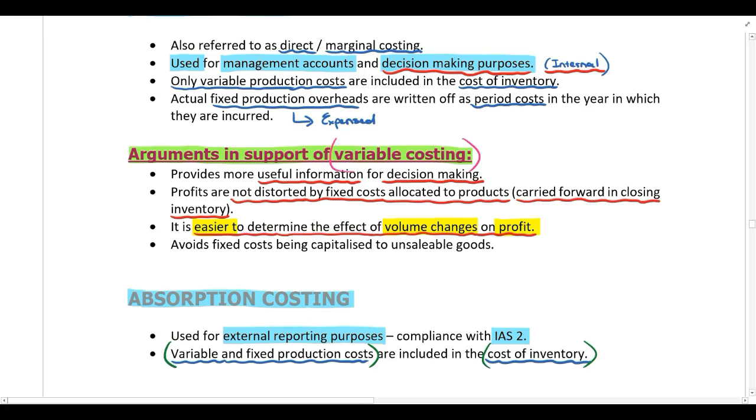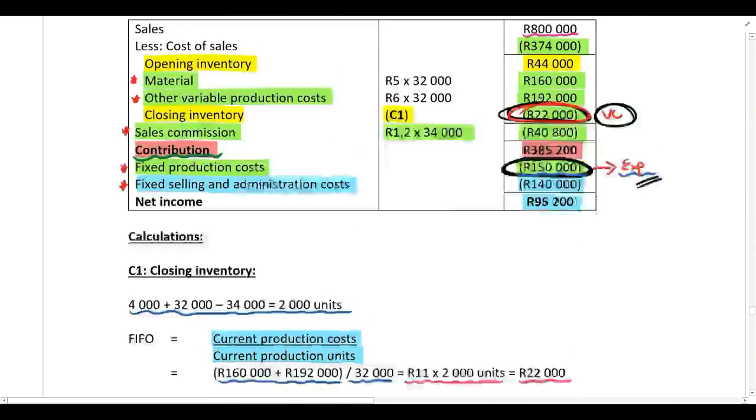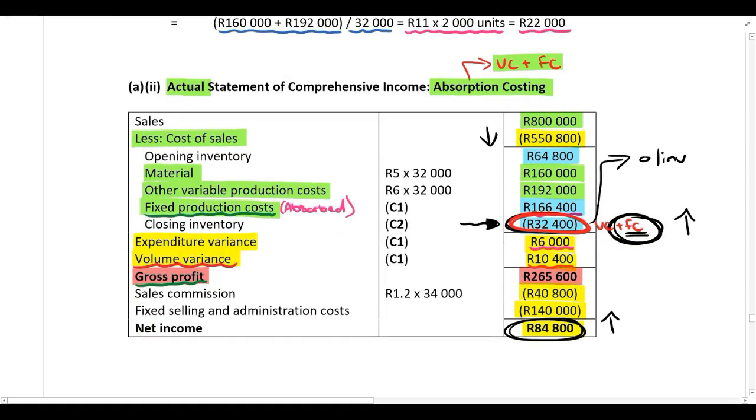And the last advantage of variable costing is it avoids fixed costs being capitalized to unsellable goods. So again, just go to your statement of comprehensive income. You might be faced with a situation where at the end of the year, the company has closing inventory that can't be sold. So they've got units sitting in closing inventory that can't be sold. Maybe it's obsolete inventory, etc. And you might only pick this up in a future or a later accounting period and write it off. So right now, your closing inventory is actually overstated because it includes obsolete or unsellable goods.